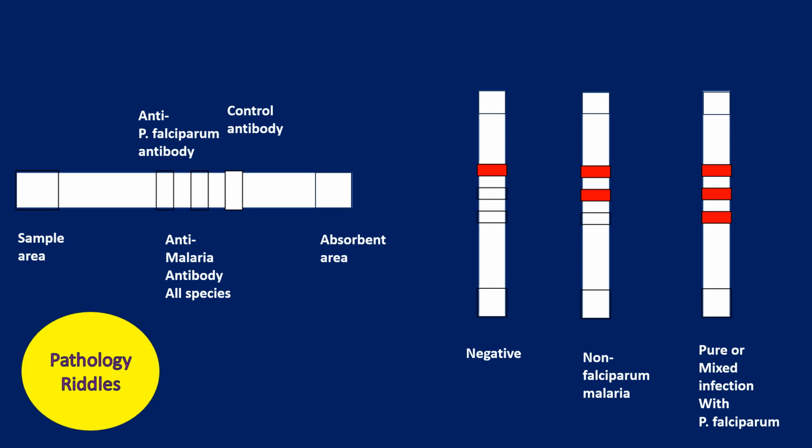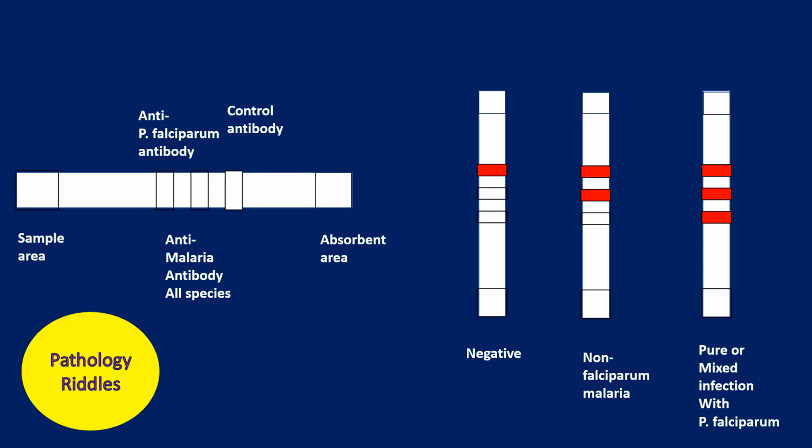The next method of detection is rapid diagnostic tests. The principle of this method is to detect malarial antigen in lysed blood. Immunochromatographic methods are employed in this technique. If you see the strip, it has a sample area where the sample is added. Then there is a control antibody area, anti-Plasmodium falciparum antibody area, and anti-malaria antibody area, and at the other end is an absorbent area. So the blood is first mixed with a hemolyzing compound.